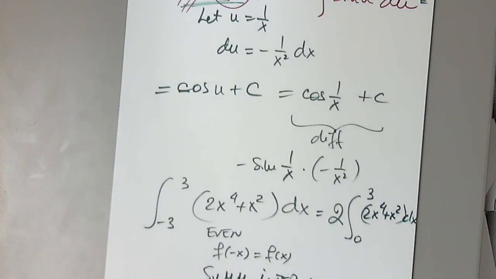Do I have to? No. It's easier, because after I find the antiderivative, it's always easier to plug in 0 than -3. And since the answer is the same, why not?